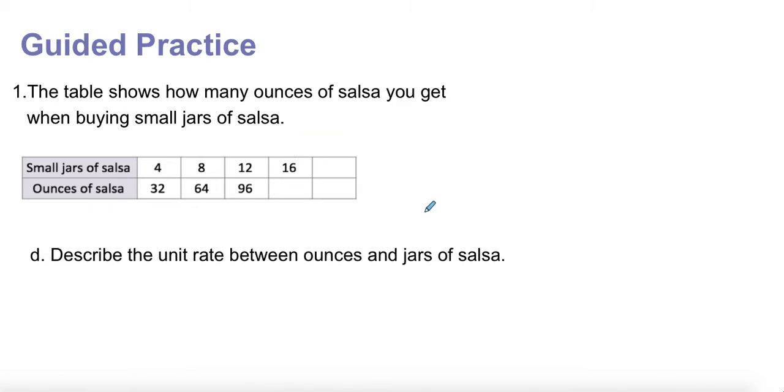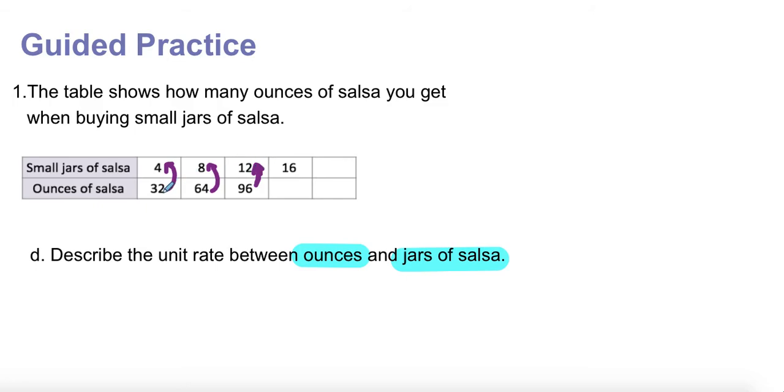Describe the unit rate between ounces and jars of salsa. So what that is saying is that we want to compare how many ounces are in 1 jar of salsa. And we have already figured out our unit rate when we were discussing the columns. So unit rate is what makes all of these patterns true and gives us a constant rate in our table.